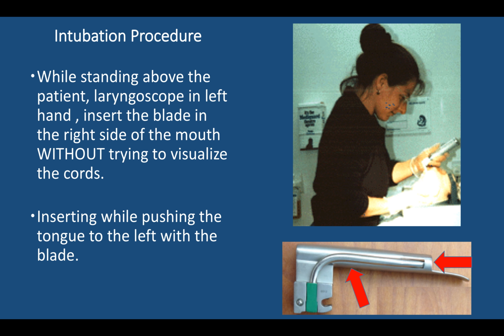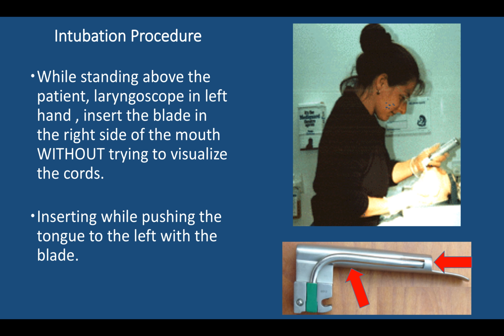Then, while standing over the infant, insert the blade on the right side of the mouth, not necessarily trying to visualize the cords at first, but pushing the tongue to the left with the side of the blade. Notice the red arrows pointing to the side of the laryngoscope blade in the lower image.